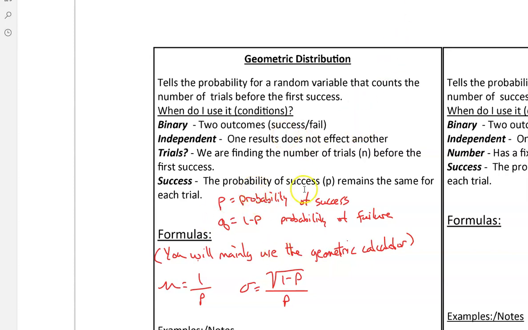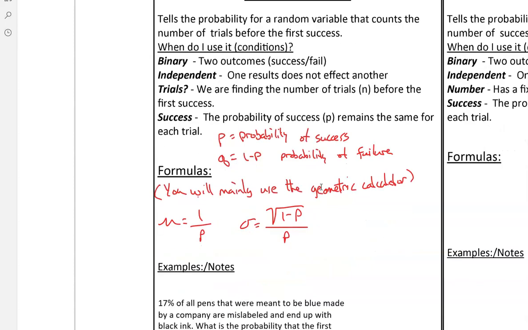So they need to give you P, the probability of success, and from P you can figure out Q, the probability of failure. Sometimes you need it, sometimes you don't, depending on the problem, but you definitely need P. As for formulas, you're mainly going to use the geometric calculator. You're probably not going to need those formulas very often, but mu is 1 over P. It's a good way to calculate it yourself without having to put it in a calculator. And the standard deviation is the square root of 1 minus P over P.